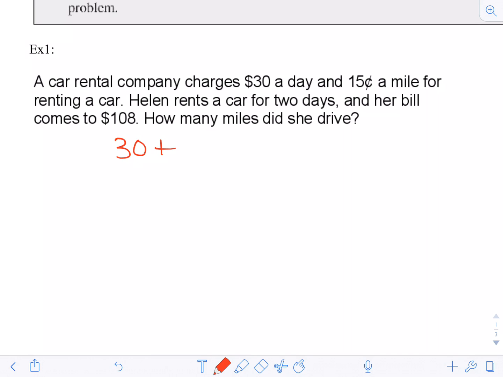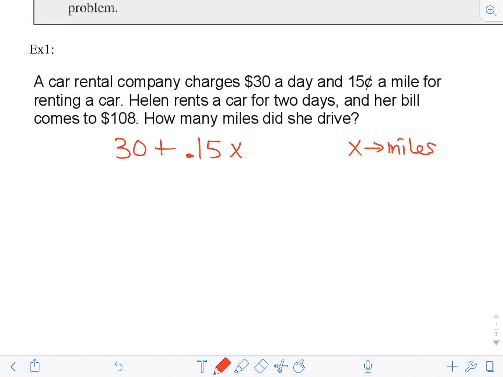So your 15 cents needs to add on to a variable. Well, you need to be careful here. X is going to end up being the number of miles. When you drive, let's say 100 miles, it's going to be 100 times 15 cents. Be careful here. I don't like the fact that they said one is cents and one is dollars. You need to convert, so make sure that it's 0.15x.